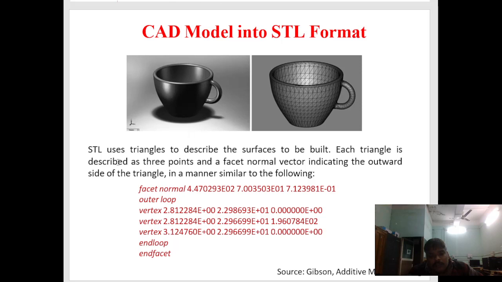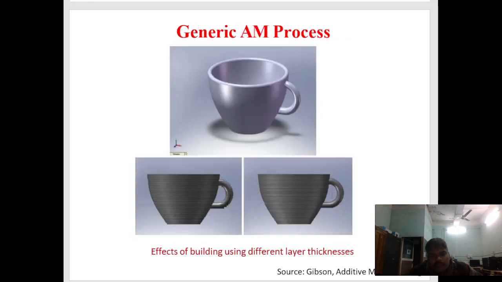So here triangle is the smallest triangle. Here lots of triangles you are seeing. So this is the thing that happens in triangle: vertices, end loop, end facet. So these are also sources taken from Gibson, Additive Manufacturing.